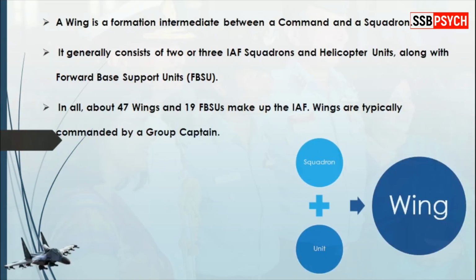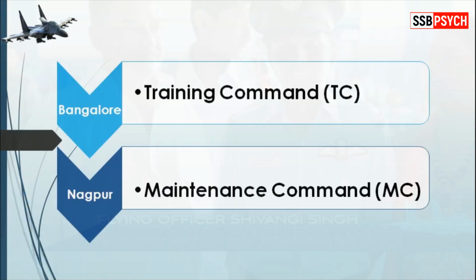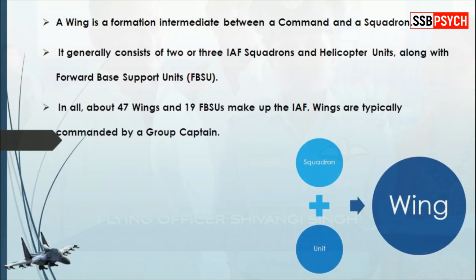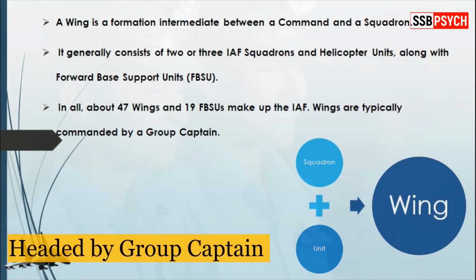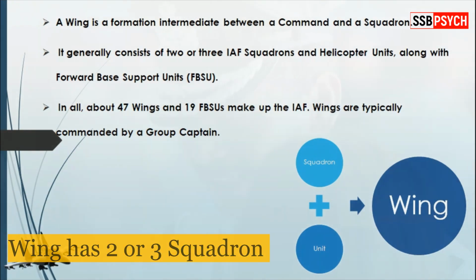Moving on, we have talked about the commands of the Indian Air Force. Coming to the wing, a wing is basically made up of a squadron and a unit. It basically acts as an intermediate between a command and a squadron. If you see in this slide, the wing is an intermediate between the squadron and a command, right? Similarly here, it is headed by a commanding officer of the rank of group captain and has two or three Indian Air Force squadrons in it. So what all things do you have to remember in wing?